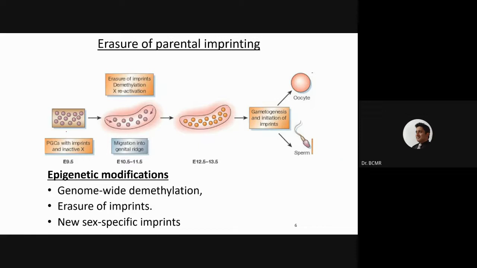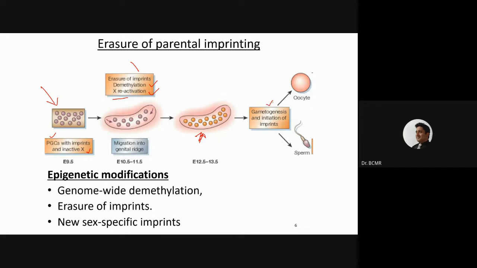To start with, we have primordial germ cells with imprints and the inactive X chromosome, if it is a female. Erasure occurs when, upon formation of primordial germ cells, they start moving into the gonadal ridge, genital ridge. When they are moving, at that time, all the methylations, including the imprints, are demethylated, and X chromosome reactivation occurs. Upon reaching the genital ridge, they will multiply and colonize the gonadal ridge.